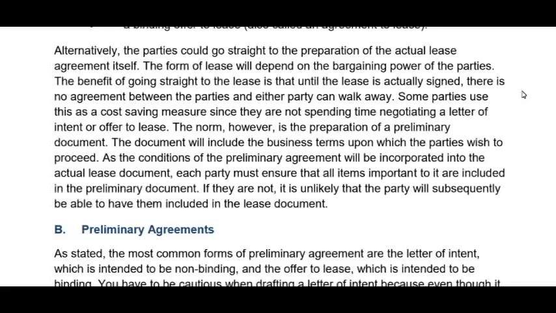Some parties use this as a cost-saving measure since they are not spending time negotiating a letter of intent or offer to lease. The norm, however, is the preparation of a preliminary document. The document will include the business terms upon which the parties wish to proceed. As the conditions of the preliminary agreement will be incorporated into the actual lease document, each party must ensure that all items important to it are included in the preliminary document. If they are not, it is unlikely that the party will subsequently be able to have them included in the lease document.